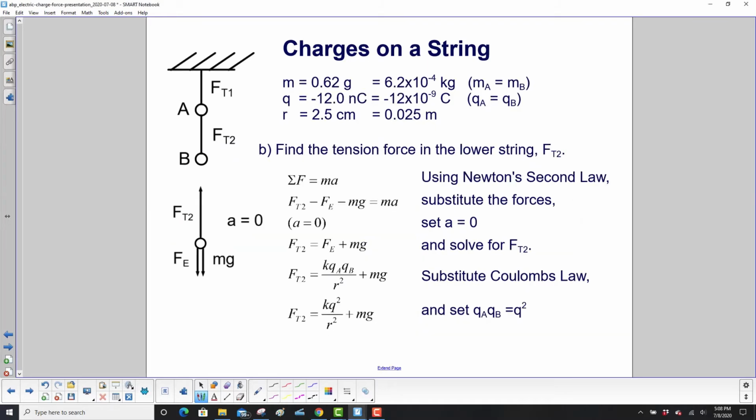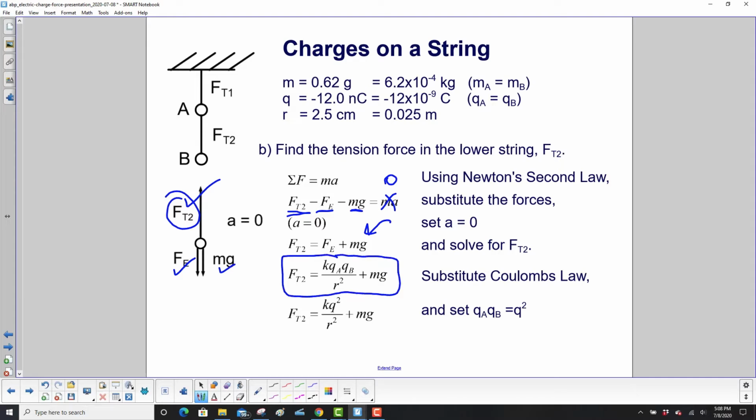Find the tension force in the lower string. We use Newton's second law, F equals ma. And what forces do we have? We have F sub T2 in the up direction. We have the electric force in the down direction. And we have mg in the down direction. The acceleration is 0, so this term is just going to be 0. We then solve for F sub T2. We move F sub E, the electric force, and mg to the right side. And then we substitute in Coulomb's law for the electric force.